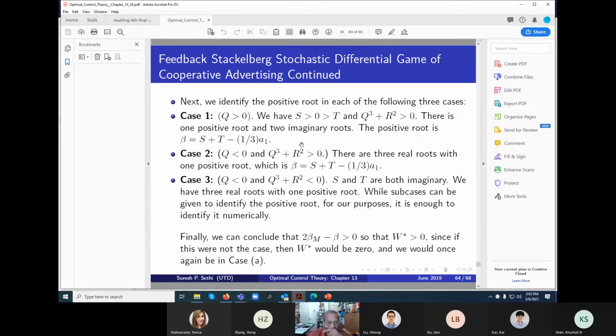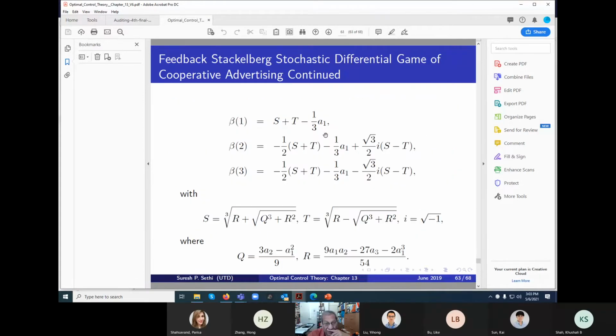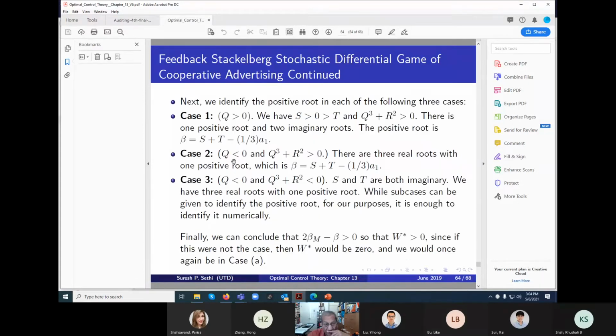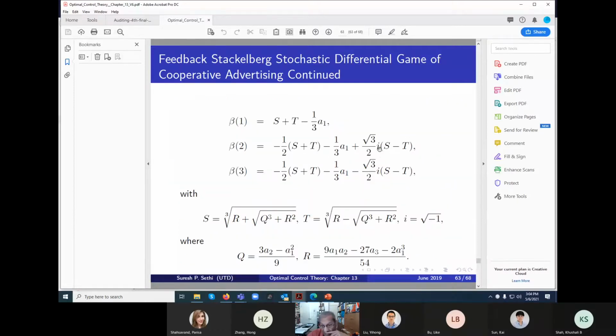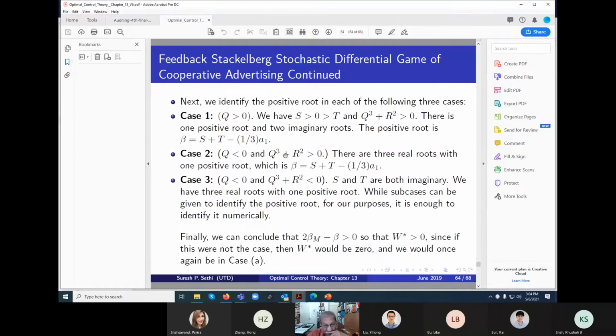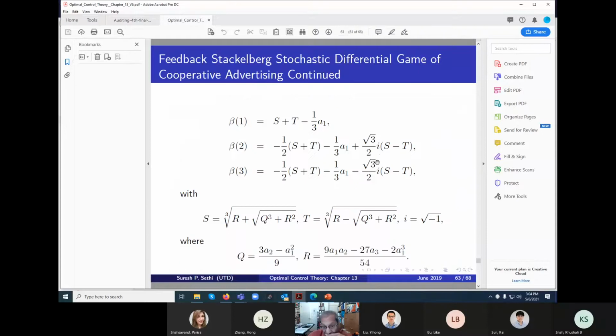In our paper, in case one, we can show that the positive root is the first one. In case two, there are three real roots with one positive root. So all three are real, even though there's I. This is also real, this is also real. But the first one is positive, and the other two are negative. Here, the first one is positive, the others are imaginary, and they come as a pair. So there are the two pair imaginaries.